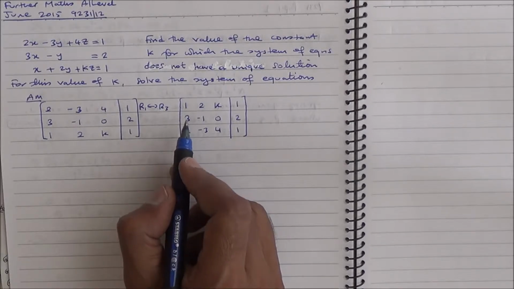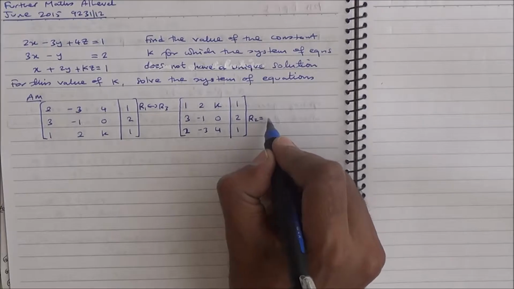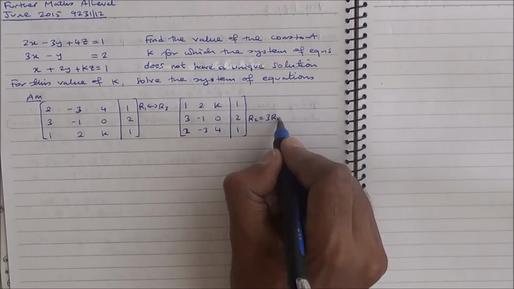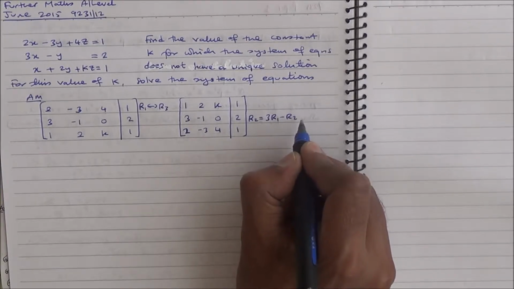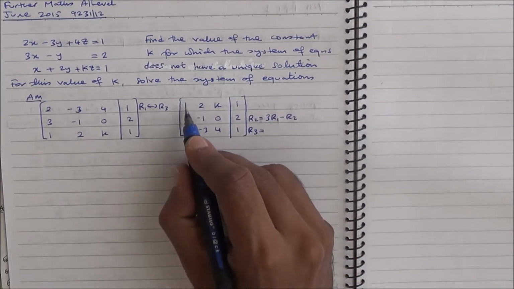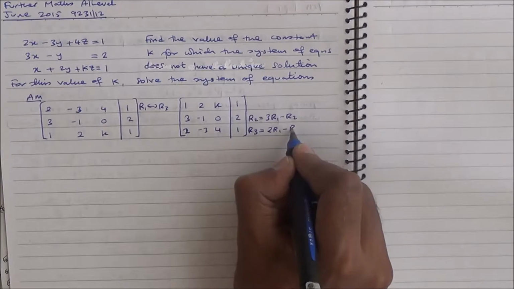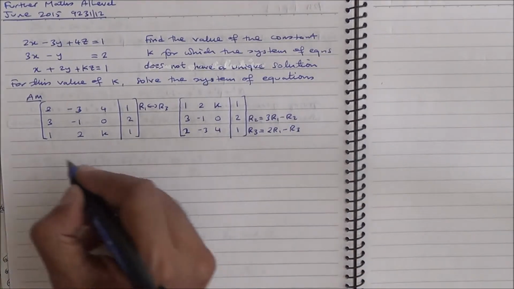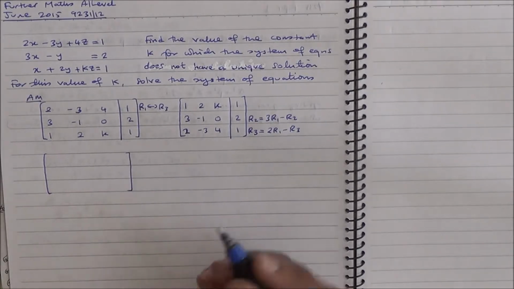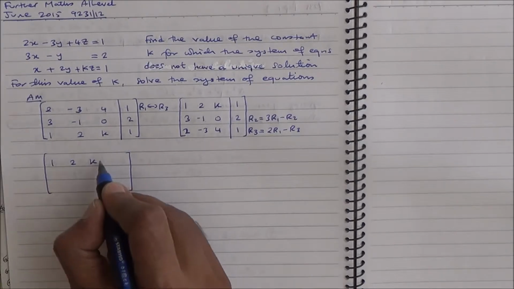So what is the next step? Make row 2 by taking 3 times row 1 minus row 2, and then row 3 will become 2 times row 1 minus row 3. Let's do this. So we do that. 1, 2, k.